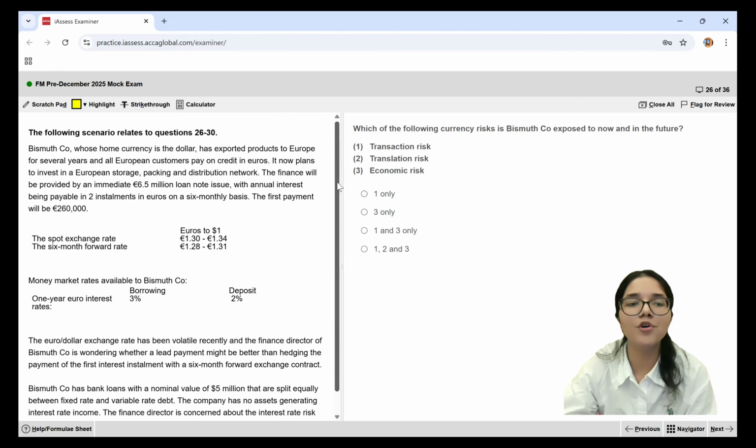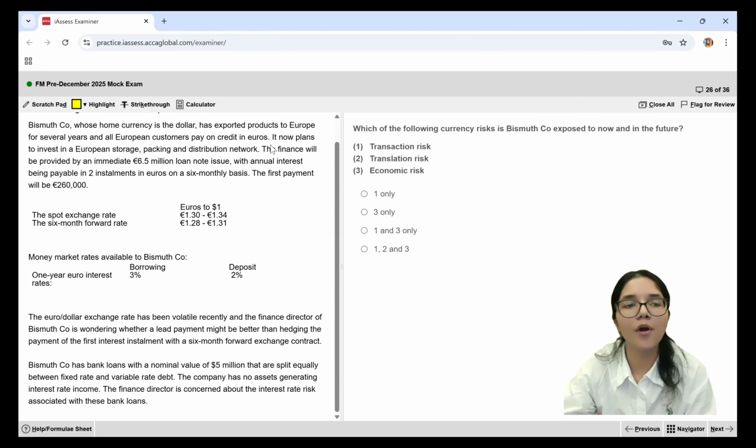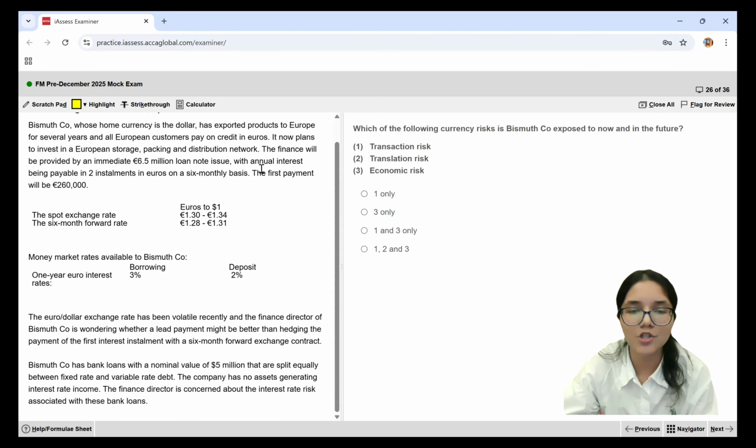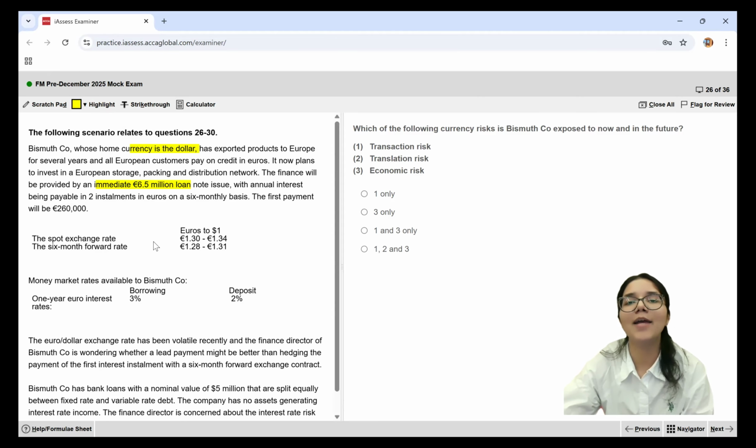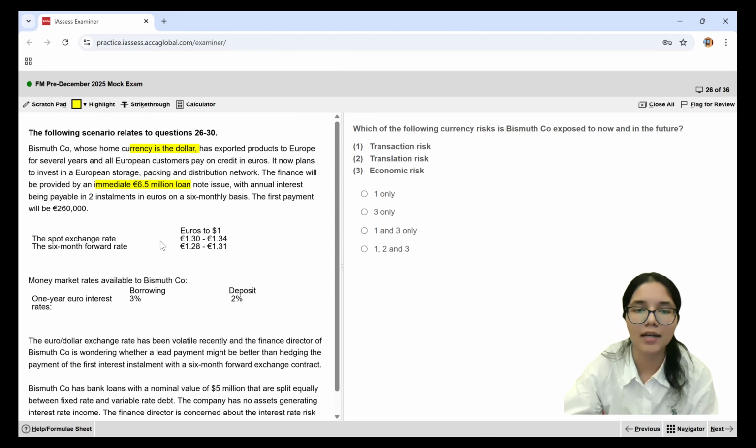So Bismuth Company, whose home currency is the dollar, has exported products to Europe for several years and all European customers pay on credit in euros. It now plans to invest in a European storage, packing and distribution network. The finance will be provided by an immediate €6.5 million loan note issue with annual interest being payable in 2 installments in euros. So that means my home currency is dollars and I am having some of the loan notes in terms of another currency. That means I have liabilities in a different currency, which is a foreign currency. The first payment will be €260,000.